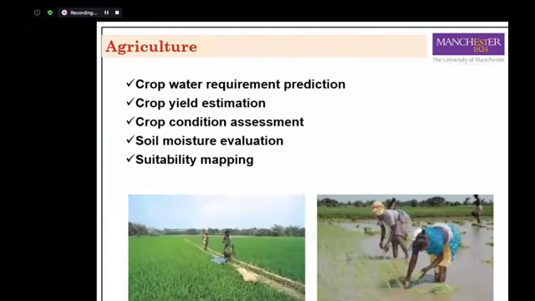Okay, cropping. We can prepare a suitability model. We can prepare crop yield estimations, soil moisture, crop conditions.